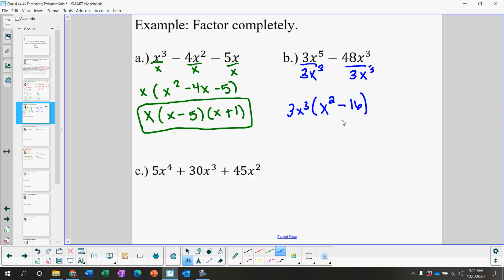Now this is one of those special patterns that we just saw on the previous page. It's a squared minus b squared. So the a that's being squared is x, the b that's being squared is 4, so it's x plus 4, x minus 4.